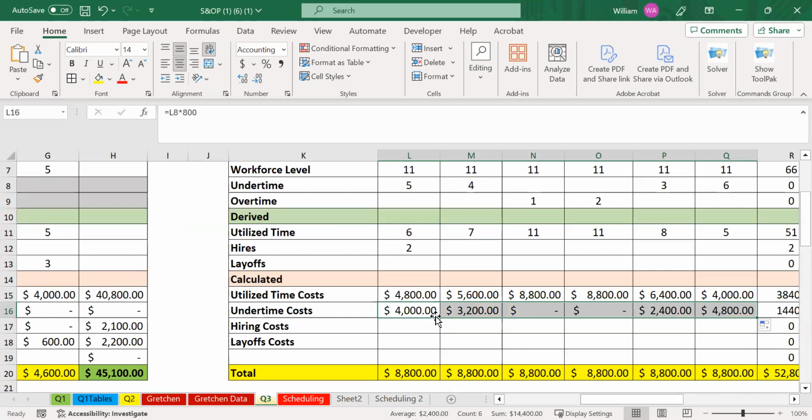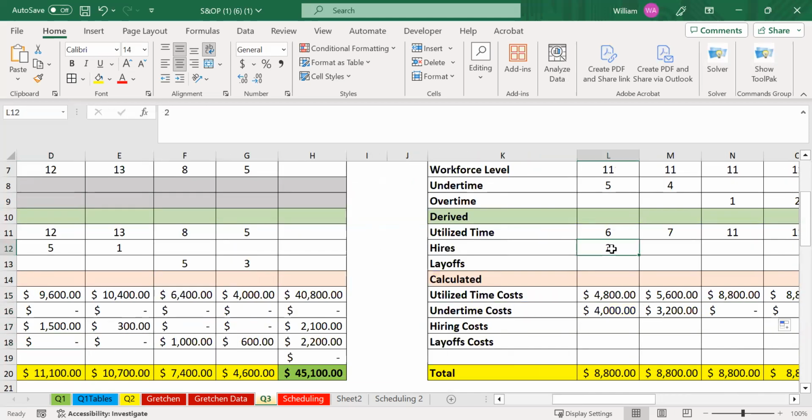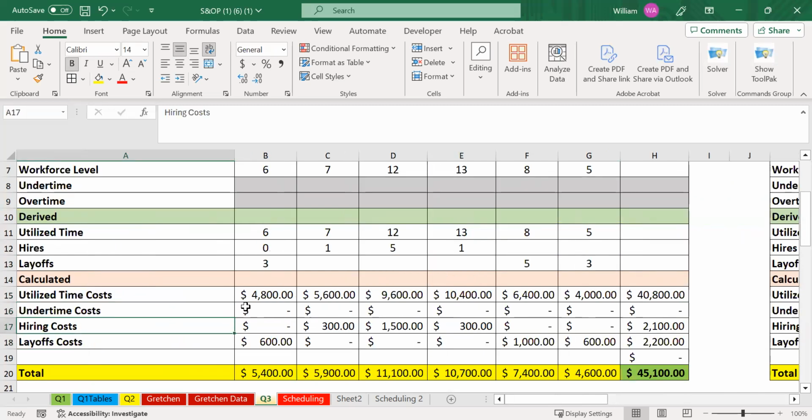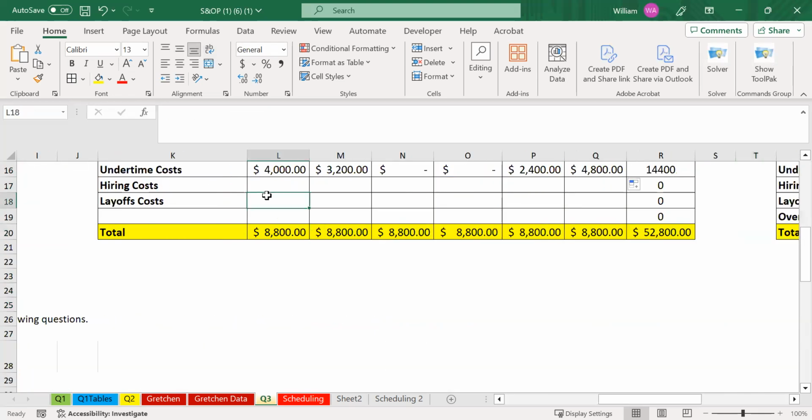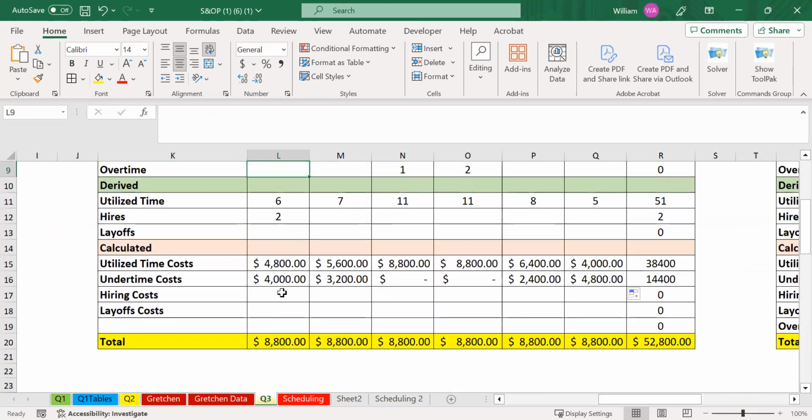Okay. Now, the next thing that I need to figure out is how much we are paying for hiring, because we hired 2 employees over here in January. Our hiring costs were $300 per worker. So my hiring cost for January here will equal 2 employees hired multiplied by $300. And there were no layoffs. So I think that captures all our costs.